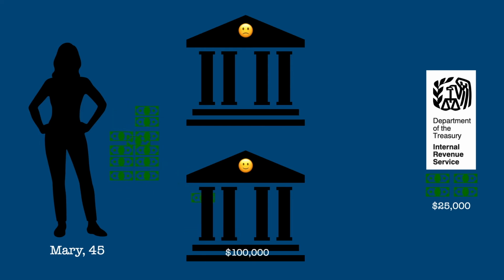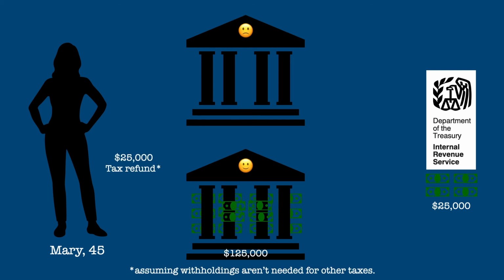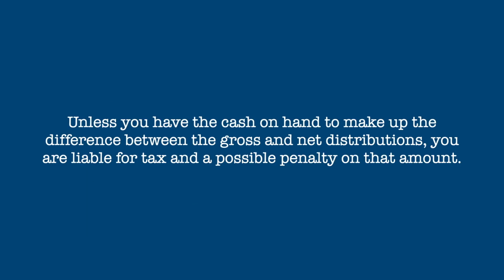If she only puts the net $100,000 into her new IRA, she will still be liable for income tax and a 10% penalty on the $25,000 the original IRA plan withheld and remitted to the government. To avoid this, she would have to come up with $25,000 from her own funds to deposit into the new plan. If she does this, when she files her taxes, she would have no liability for tax or penalty, and she would receive the $25,000 in withholding refunded to her, assuming she didn't need it to pay taxes on other income. This is the primary reason most indirect rollovers are very risky.